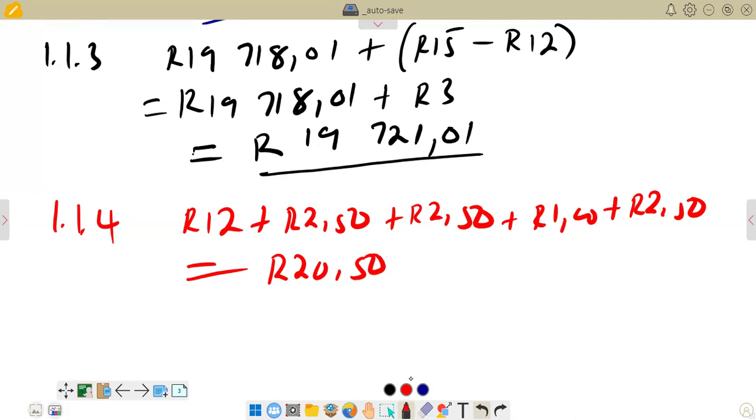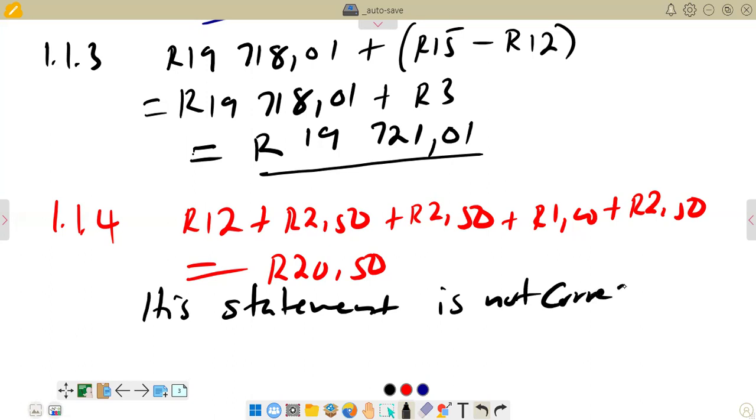So basically, we are just going to make a summary there. You comment by saying his statement is not correct. Why? Because our 20 rand 50 is less than our 30 rand. So this is what we have got with this calculation. So we can move on to the next part of the question, whereby we are now on 1.1.5.